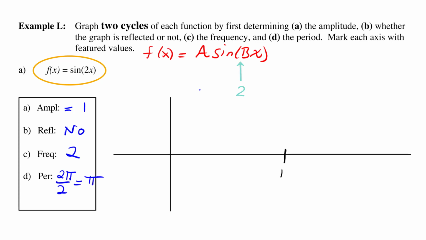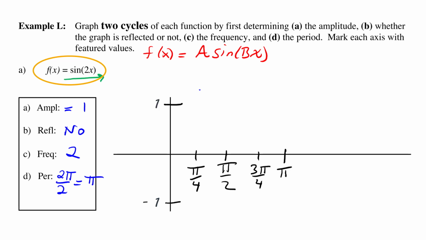We locate pi halfway down the x-axis, do the half and half method to find all the x-axis values in the first cycle. We'll locate the y values, that represents the amplitude, the max and the min. And then because this is the sine function, it starts at the origin, then goes to a maximum. Then to 0, minimum, 0. We put in the segments.